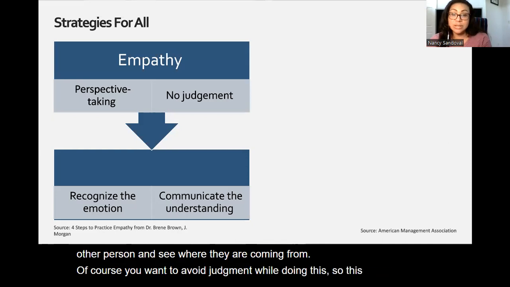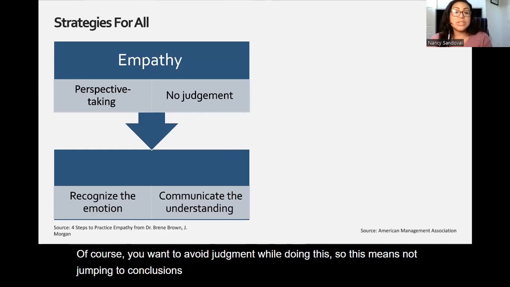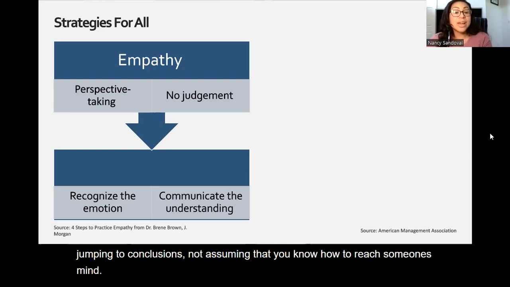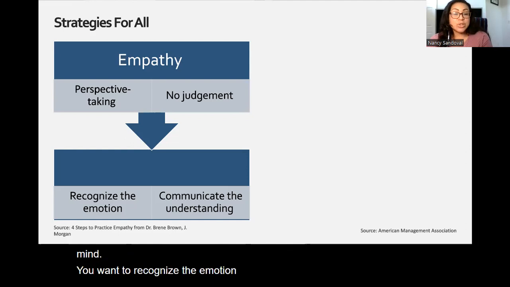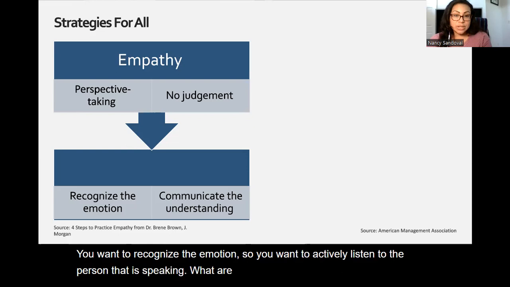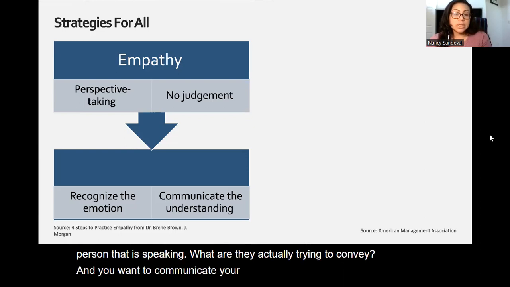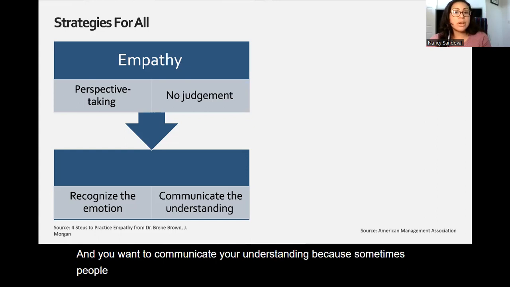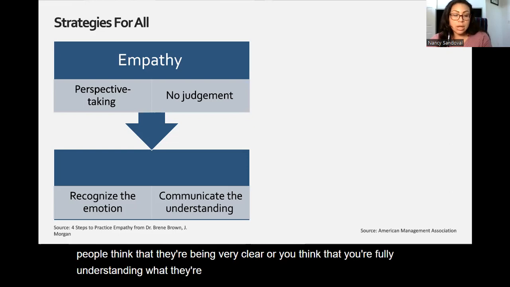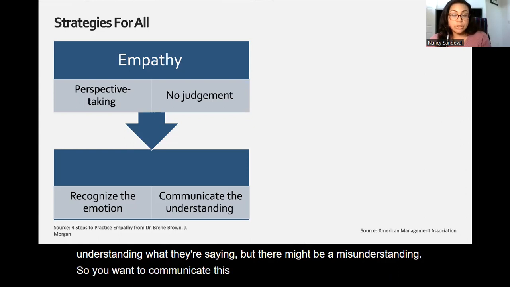So this means not jumping to conclusions, not assuming that you know how to read someone's mind. You want to recognize the emotion. So you want to actively listen to the person that's speaking. What are they actually trying to convey? And you want to communicate your understanding because sometimes people think that they're being very clear, or you think that you're fully understanding what they're saying, but there might be a misunderstanding. So you want to communicate, this is what I understood from what you said. Is that correct?